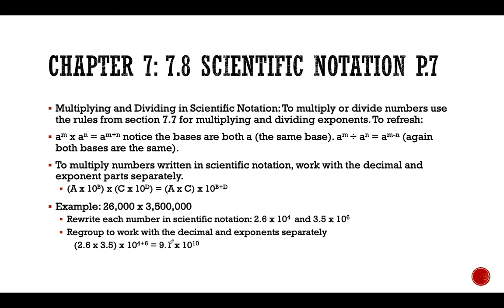So as an example, 26,000 times 3,500,000. First, we're going to rewrite each of them in scientific notation, and those are 2.6 times 10 to the 4 and 3.5 times 10 to the 6th. And now we're going to regroup. We're going to group the decimal parts and the exponent parts separately. So we're going to multiply 2.6 times 3.5 times 10 to the 4 plus 6, and that becomes 9.1 times 10 to the 10.